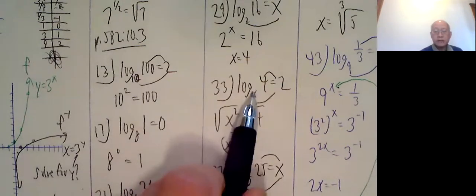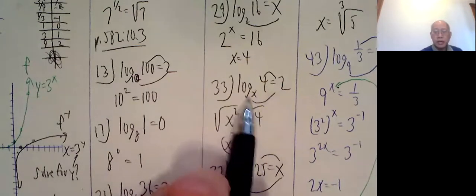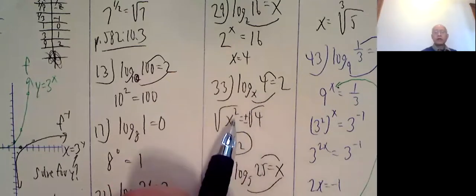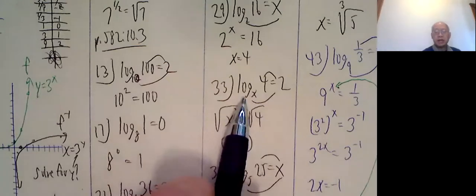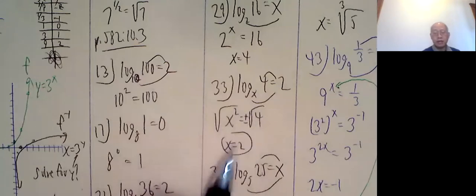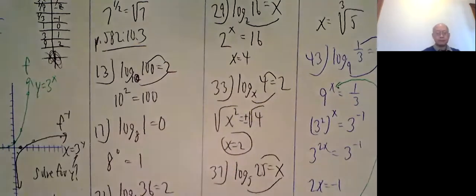Okay, log base x of 4 equals 2. Unscramble it. x squared equals 4. Square root property. Ordinarily, you would say plus or minus, but the base for exponential and logarithm functions is always positive, so don't allow for -2. Only x equals 2.